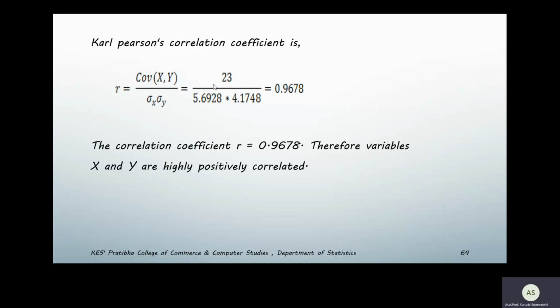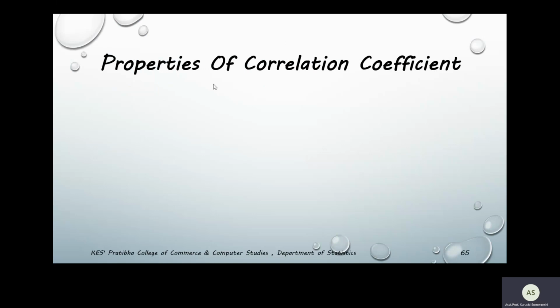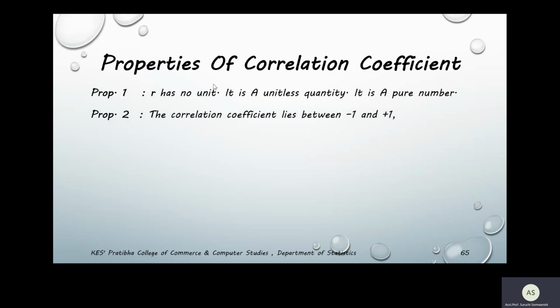Now, after this, let's see some properties of correlation coefficient. So, the very first property of correlation coefficient is that R has no unit. It is a unitless quantity. It is a pure number.